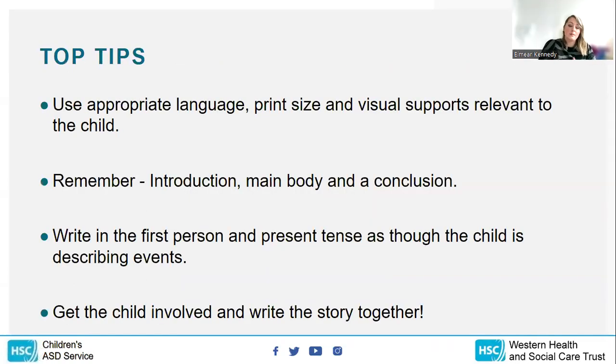So let's think about some top tips for when you are writing your story. Use appropriate language, good print size, visual supports relevant to the child. So that will be all in your assessing of the child's needs and their understanding and their learning styles. That will guide you in how you're going to present it. Remember to have that introduction, the main body, and the conclusion. Try to write in the first person of present tense as though the child is describing the events.